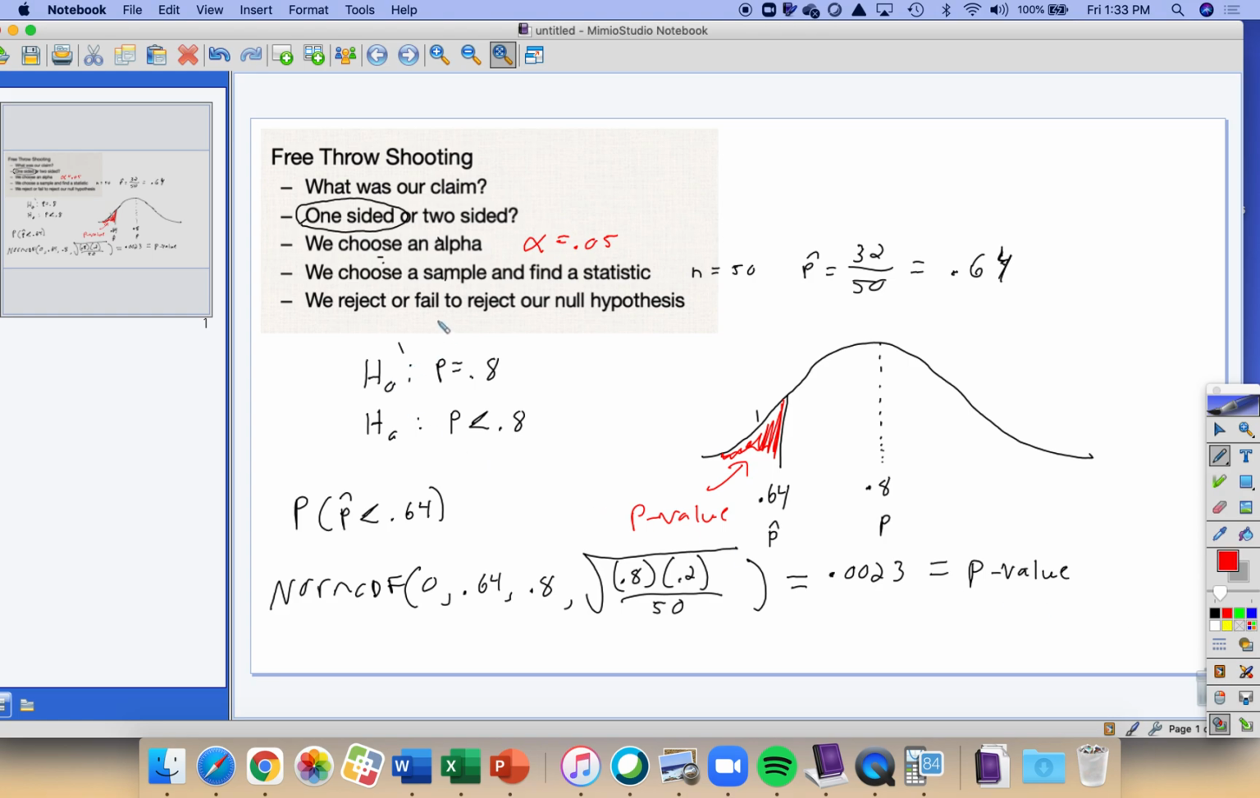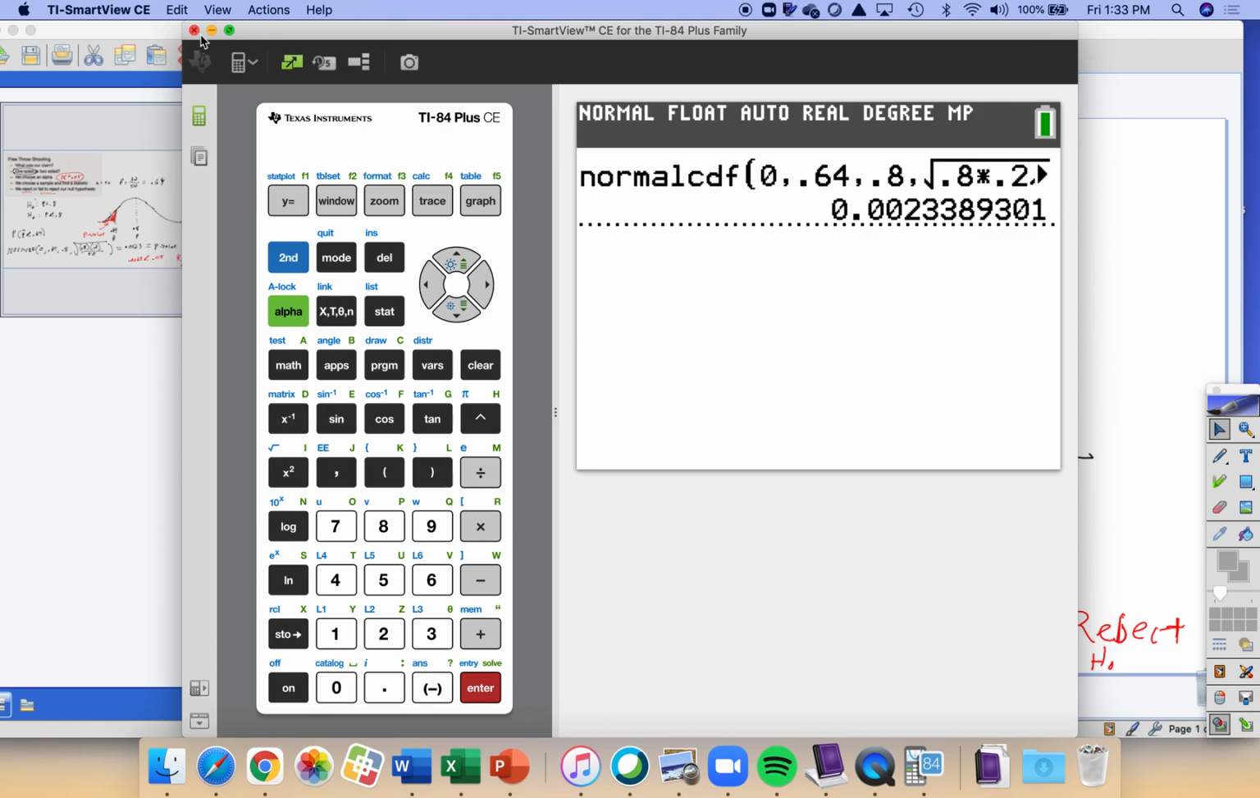Our task is to either reject or fail to reject. In order to do that, we have to compare this to our alpha level of 0.05. So since 0.0023 is less than 0.05, we are going to reject the null hypothesis. We're going to reject H naught. We're going to say, I have convincing evidence that Mr. Walsh shoots and makes less than 80% of his free throws.